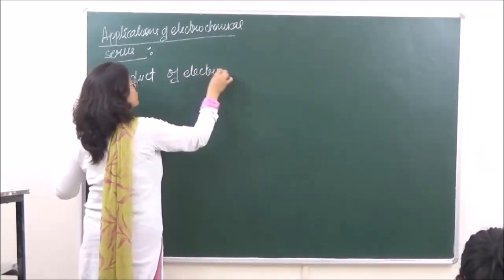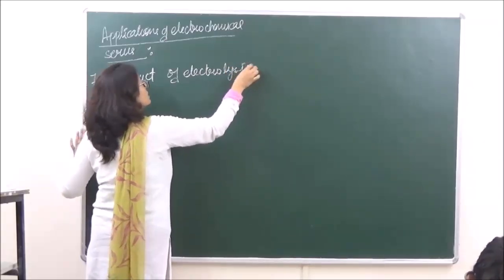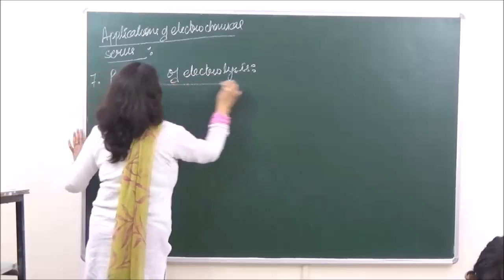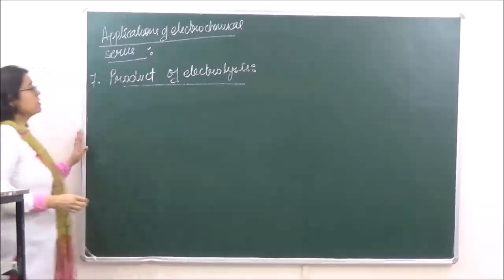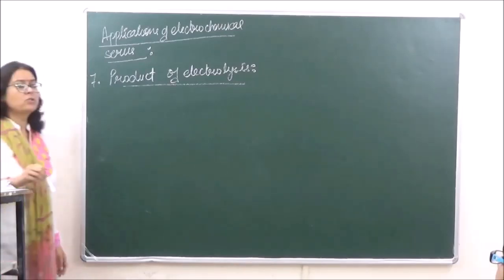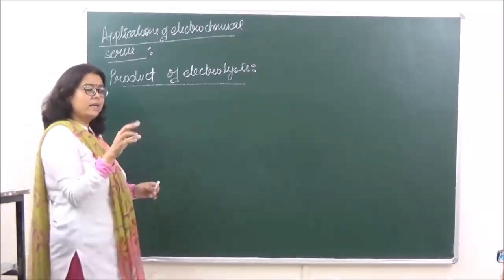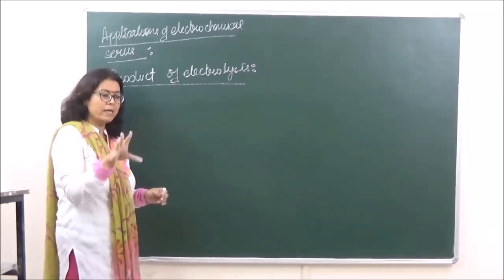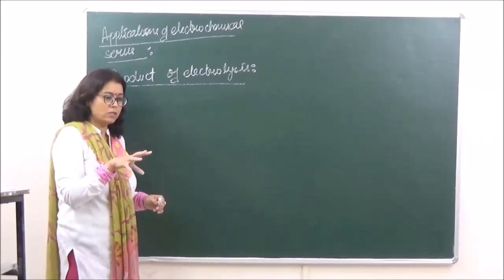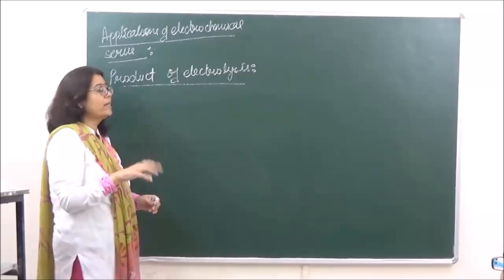In fact, this kind of question has come in your boards for the past 2-3 years. So how do we predict the product of electrolysis? Sometimes we are taking aqueous solutions, and in that case we are yielding 2 cations and 2 anions. This you've done in your electrolysis, right? We are yielding 2 cations or 2 anions.